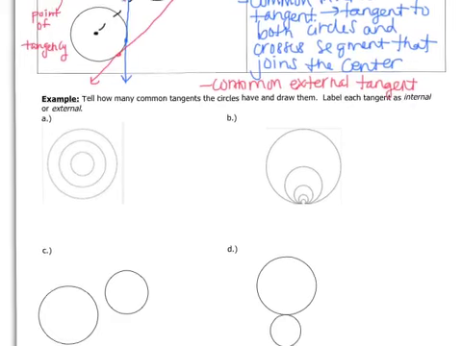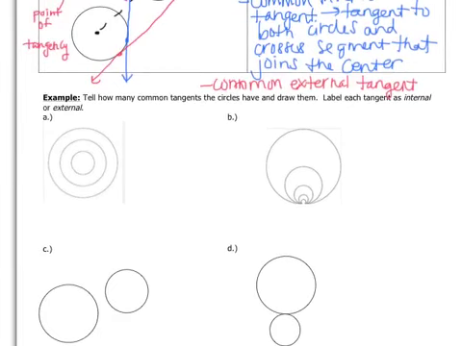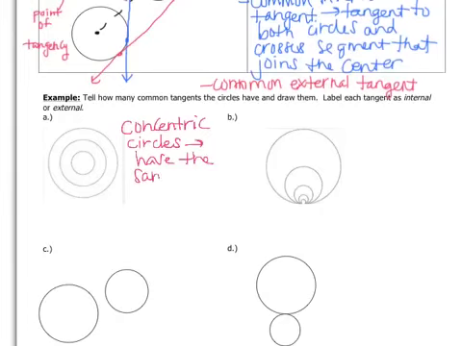All right, the first example, or all of these examples, say, tell how many common tangents the circles have and to draw them. Label each as an internal or an external. Okay, the first example we have, these are what we call concentric circles. And what that means is they have the same center.